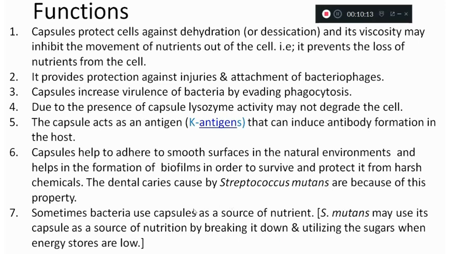Lastly, sometimes bacteria use capsules as a source of nutrients when there is lack of energy in the cell. Then the cell can secrete enzymes to dissolve them and absorb the nutrients. The monomers released by the degradation of polysaccharides, like this mutan, may be used by S. mutans, using its capsule as a source of nutrition by breaking it down and utilizing the sugars when energy stores are low. So these are the different functions of capsules, and that's all about capsule.